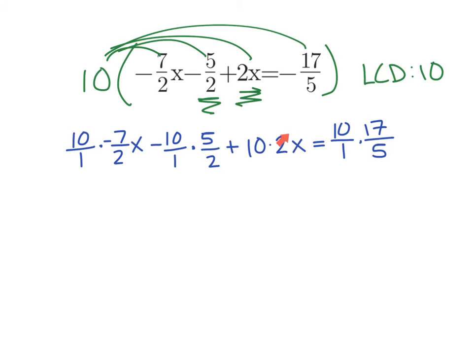Notice that in this section here where the 10 was simply being multiplied by the 2x, I did not write it as 10 over 1 because there was no fraction here. I only wrote it as 10 over 1 in the multiplication that involves fractions, so that you can see the simplifying that's going to be happening next.